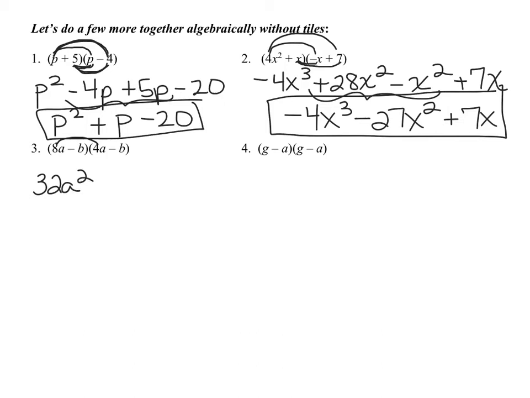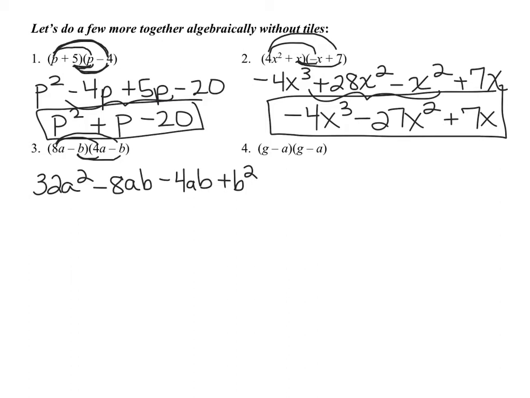Then I'm going to multiply 8a times negative b, which is going to give me negative 8ab. Then I'm going to do negative b times 4a is negative 4ab. Then I'm going to do negative b times negative b, which is positive b squared.